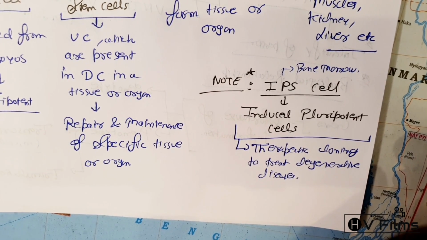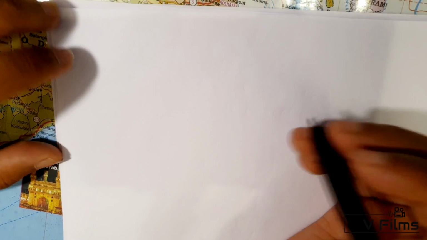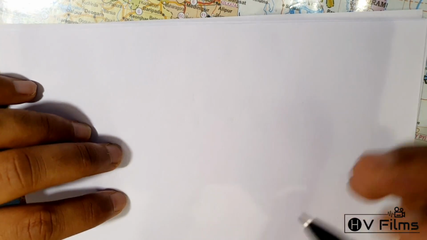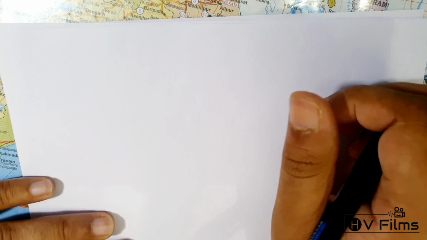Now the other thing about the stem cells is their significance. As I told you, stem cells are currently available for Parkinson's disease and degenerative diseases. They are very good in curing these things. And this process is what we call stem cell therapies.